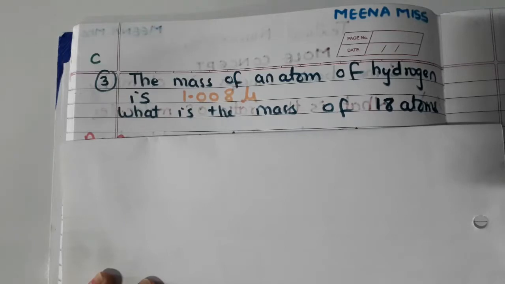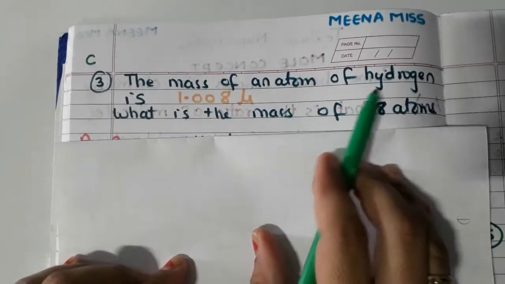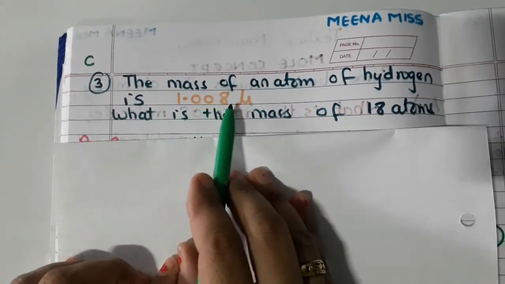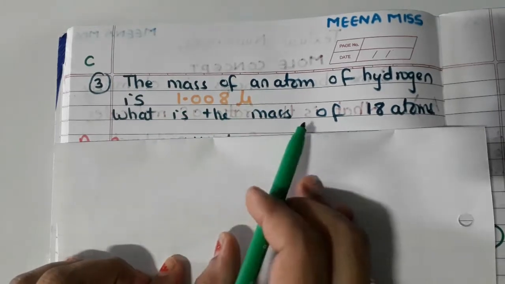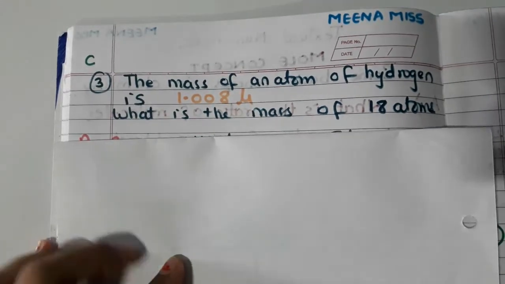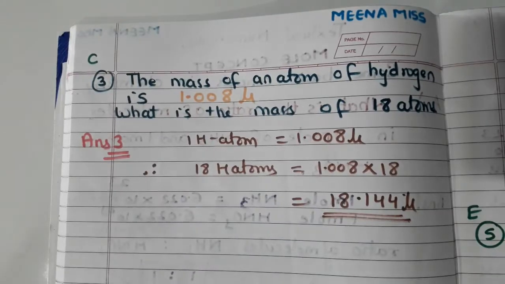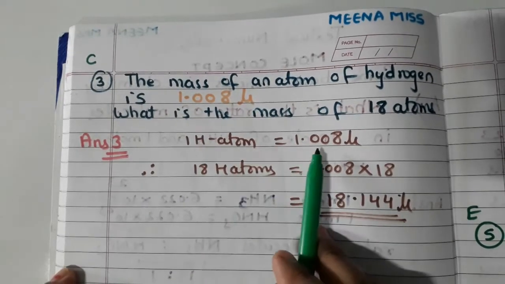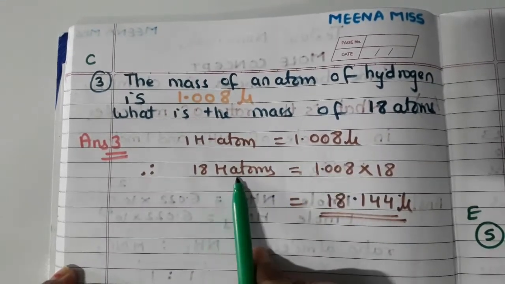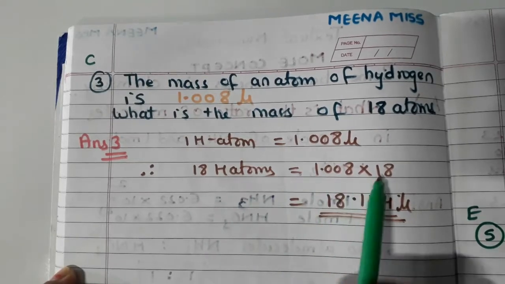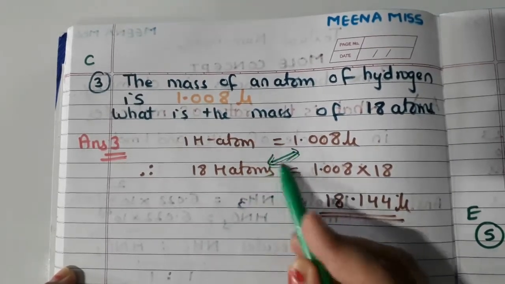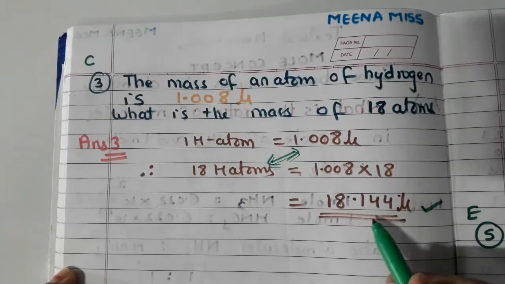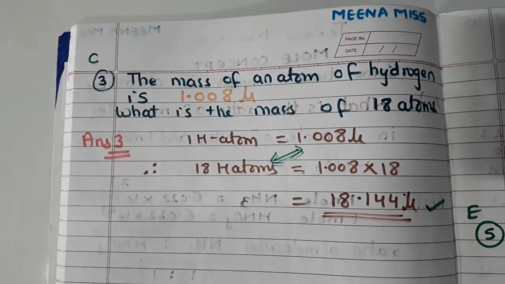We have another question. The mass of an atom of hydrogen is 1.008 mu. What is the mass of 18 atoms? Now this seems to be a very easy question. If one hydrogen atom has this much atomic mass, 18 H atoms would have how much mass? It is a simple multiplication. So you multiply, and you will get 18.144 mu.